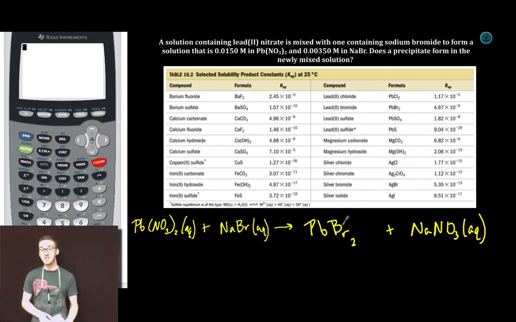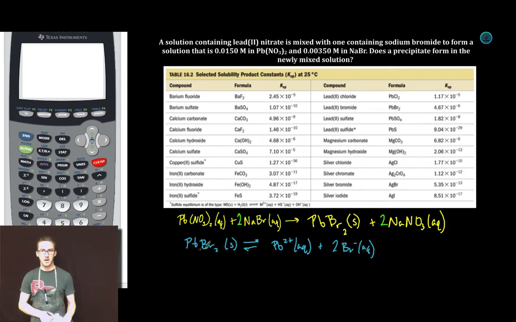Aqueous. The lead-2 bromide, one of our less soluble salts, will be the one that could potentially form a precipitate. I'm going to balance, then I'm going to write an equation that shows the solid lead-2 bromide in equilibrium with its ions. Boom. Our Q expression for this slightly soluble salt, boom.